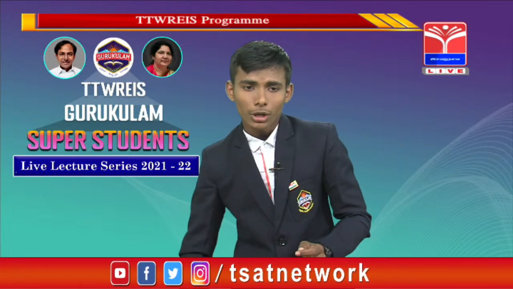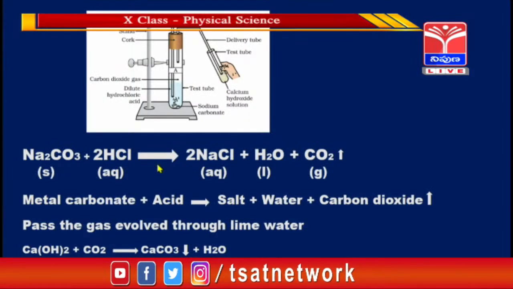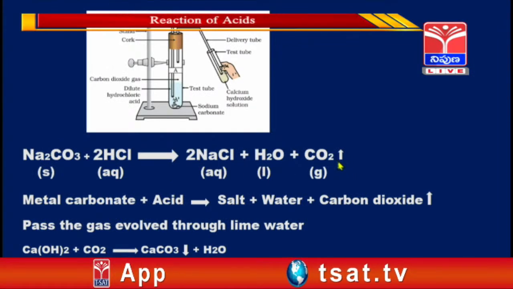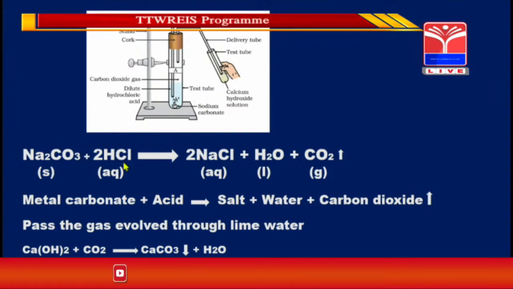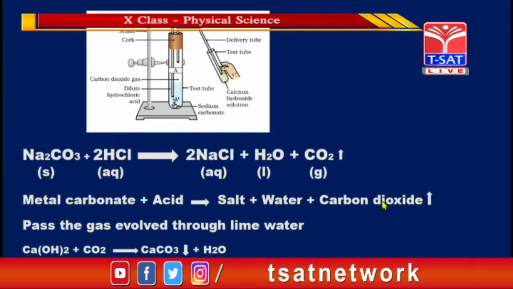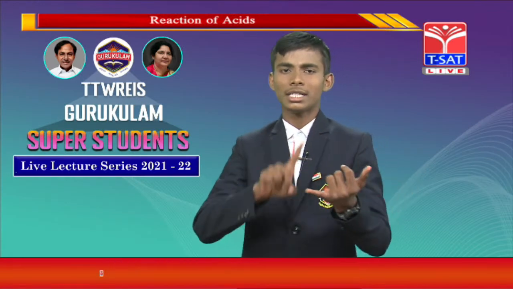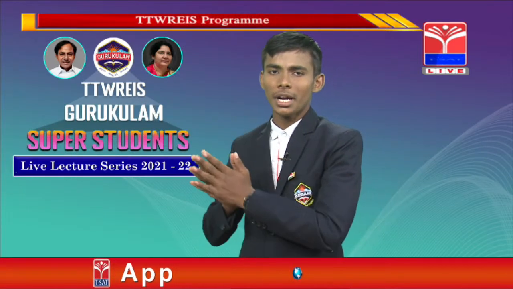Sodium carbonate reacts with hydrochloric acid, forms sodium chloride salt, water and carbon dioxide gas. Here the upward arrow mark indicates gas evolved in the reaction. Sodium carbonate means metal carbonate, which reacts with acid, forms salt, water and carbon dioxide gas. If we generalize the reaction, we observe that metal carbonate reacts with acid, forms salt, water and carbon dioxide gas.